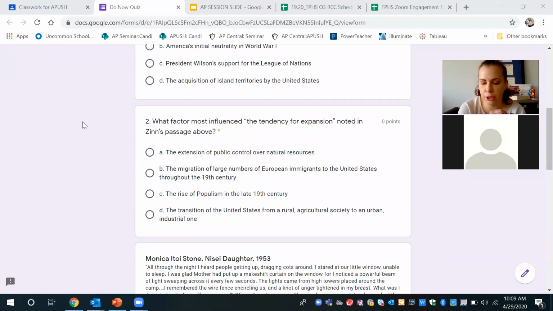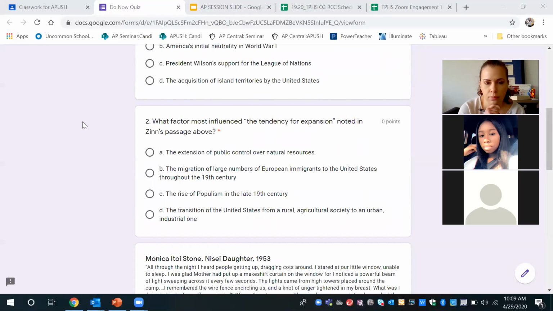What is number 2, Naziah? Number 2 is D, because they were mostly expanding because they had to expand for their agriculture, and agriculture was growing in the South, so they wanted to expand westwards to make more products. Beautiful.